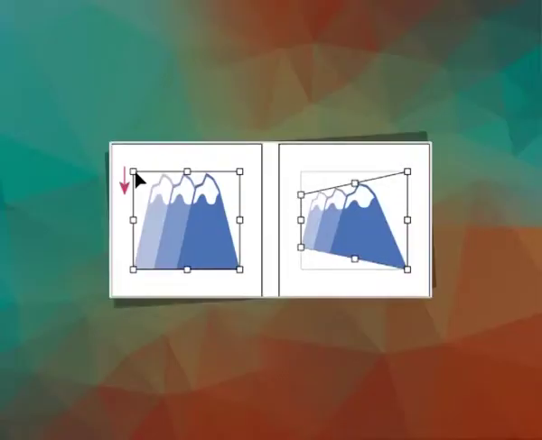Distort objects. We can distort objects by using the free transform tool or a liquify tool. Use the free transform tool when you want to distort freely. Use the liquify tool if you want to take advantage of specific preset distortions such as twirls, puckers and wrinkles.